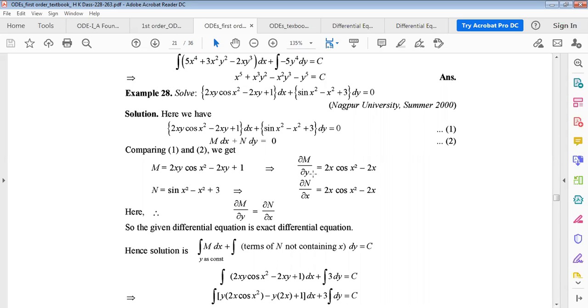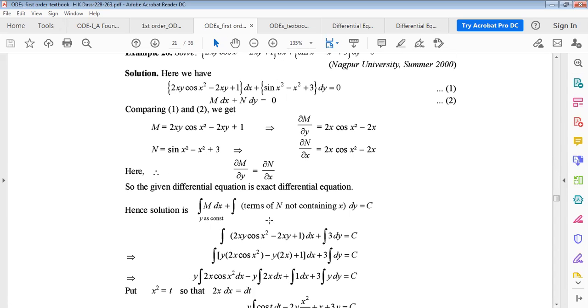Now taking partial differentiation of M with respect to y, keeping x constant, we get this. Similarly, ∂N/∂x will be this. Now these two partial derivatives are equal here: ∂M/∂y equals ∂N/∂x. So the given differential equation is an exact differential equation, right?